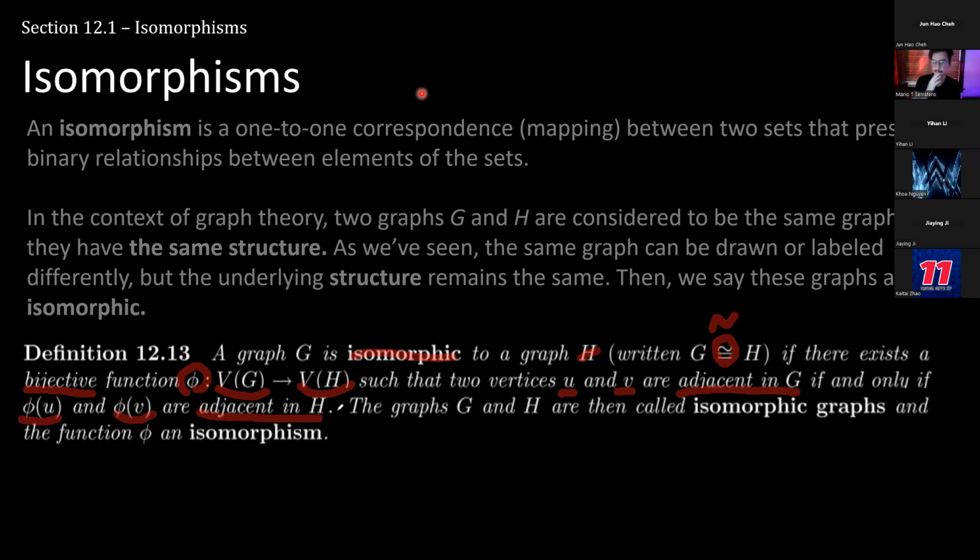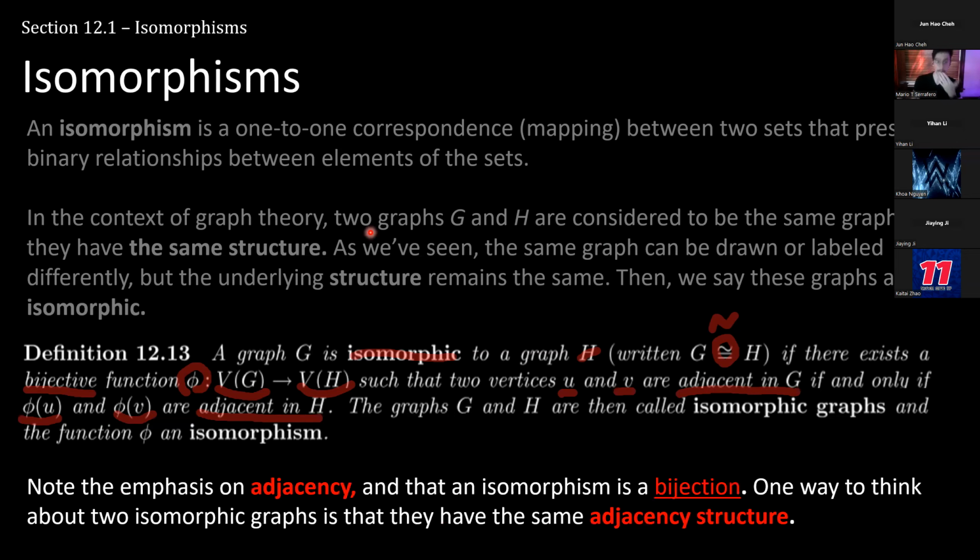We're going to see a lot of examples, but it's essentially saying, hey, I got 2 graphs. Can I match the vertices of these 2 graphs in such a way that if two vertices were adjacent in one graph, after the mapping, their corresponding vertices are also adjacent? That's the main idea. So again, note the emphasis on adjacency, adjacency, adjacency. And also an isomorphism is a bijection. So one way to think about 2 isomorphic graphs is that they have the same adjacency structure.